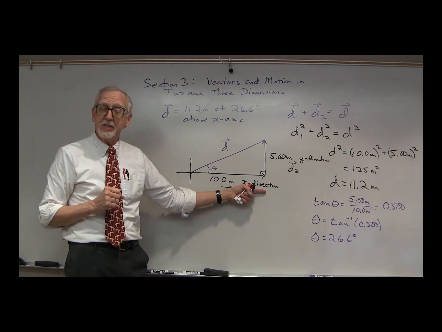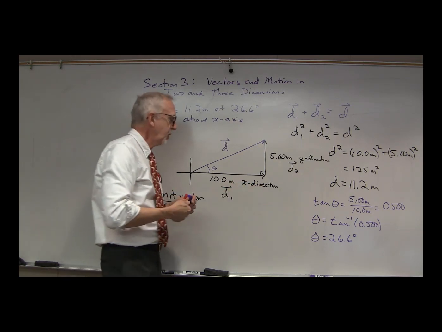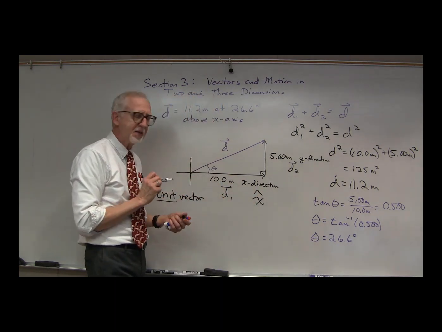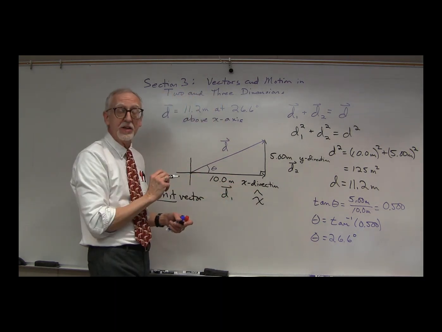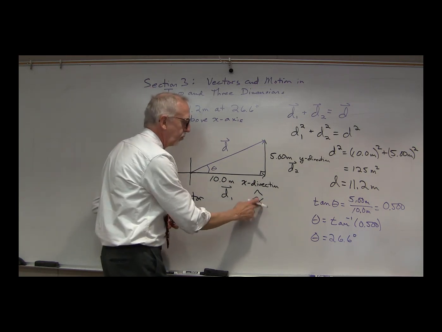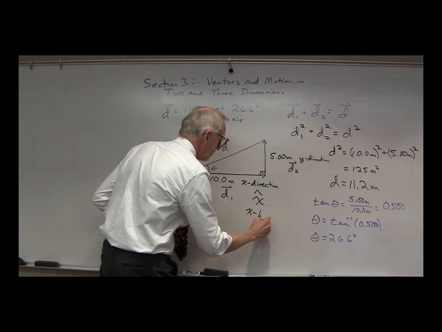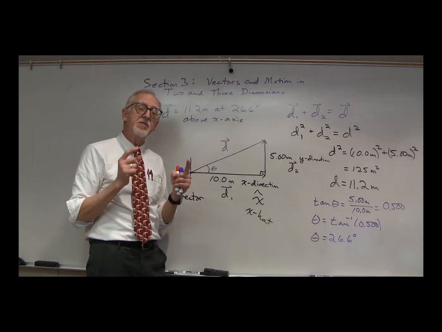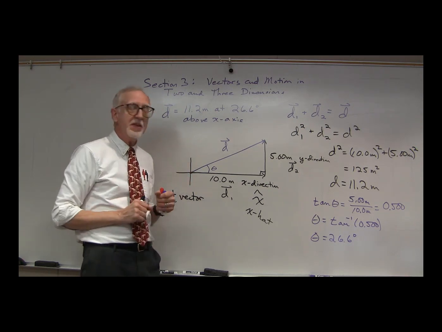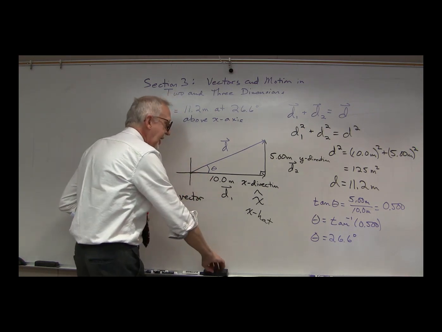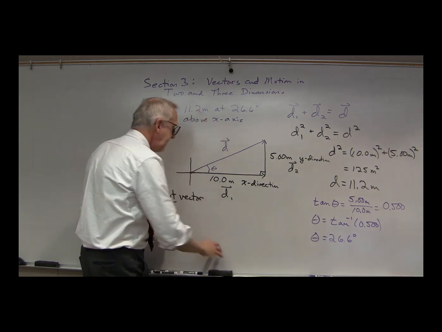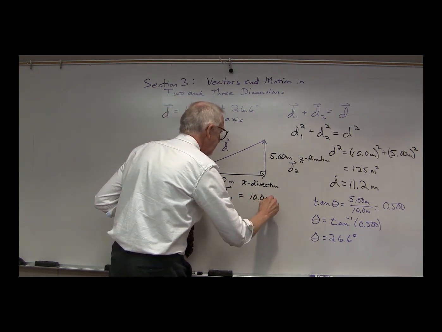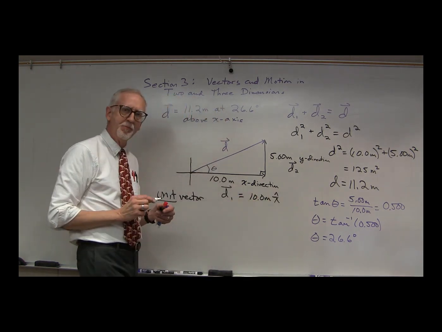The unit vector that's associated with the x direction, we write as x, and then with a little different symbol on top. It's a little caret symbol, or what we'll actually call a unit vector symbol. So we'll refer to this as x hat. X hat is a unit vector. It's a vector with a length of 1 that points in the x direction. So we can actually write d1 as 10 meters x hat.